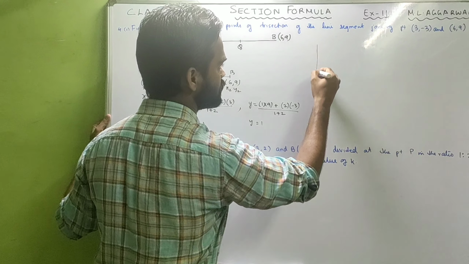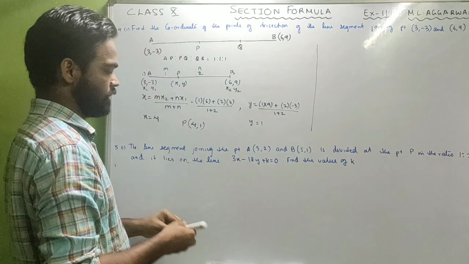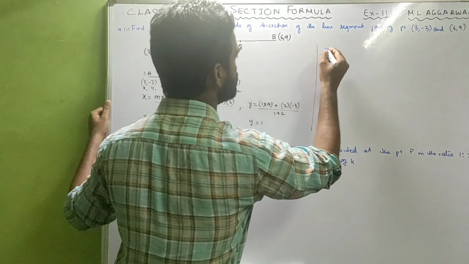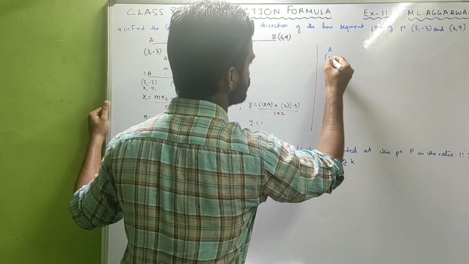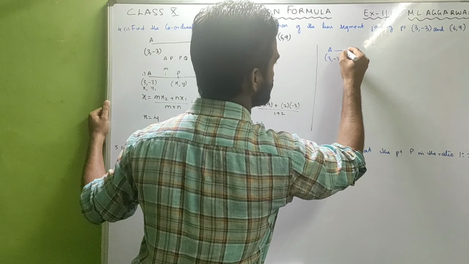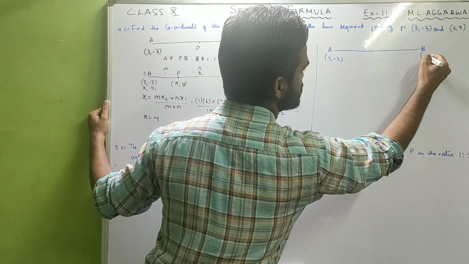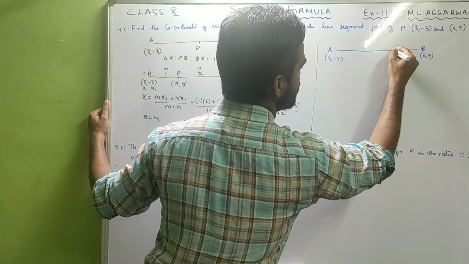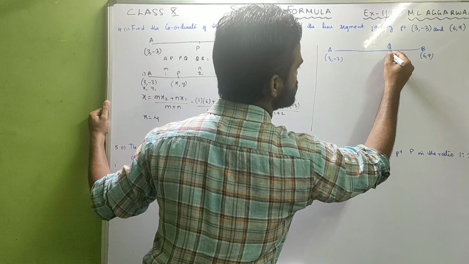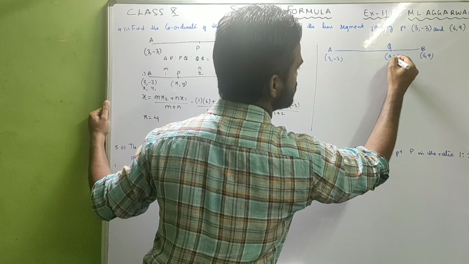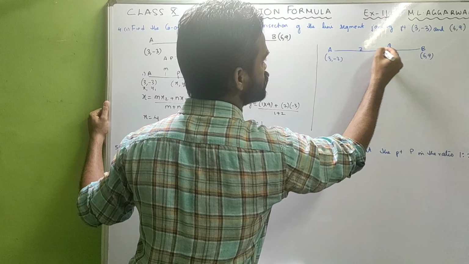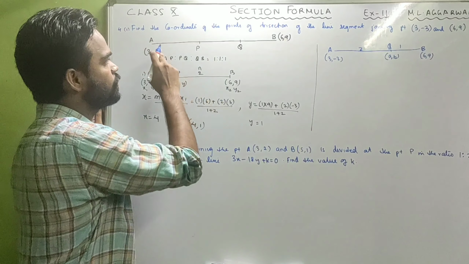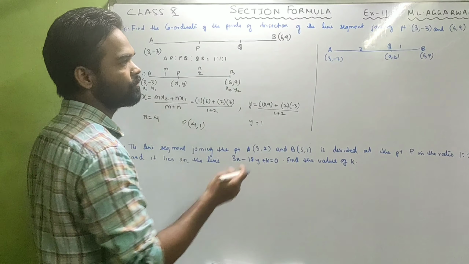Just look carefully, same fashion. I'm drawing A, Q. A is what? (3, minus 3). Your B is (6, 9). And your Q, we don't know. Suppose A, B. Suppose the ratio is 2 is to 1 now. AQ is to QB is 2 is to 1.